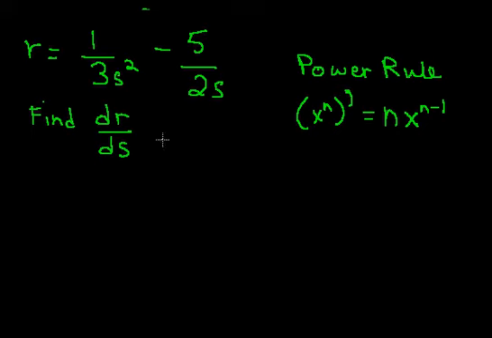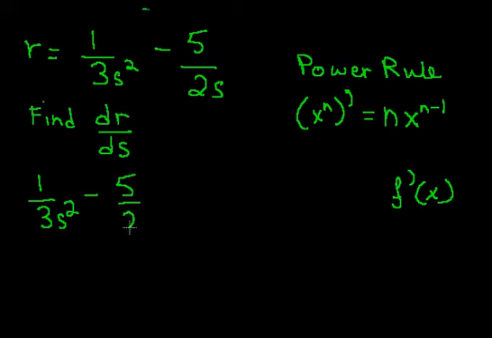The other way is to have the prime notation, and another way to write it is f prime of x. There are a couple more, but these are the most common ones. So anyway, we have 1 over 3s squared minus 5 over 2s. So we can take the s squared in the denominator, move that up, and make that s to the negative 2. So let's do that.